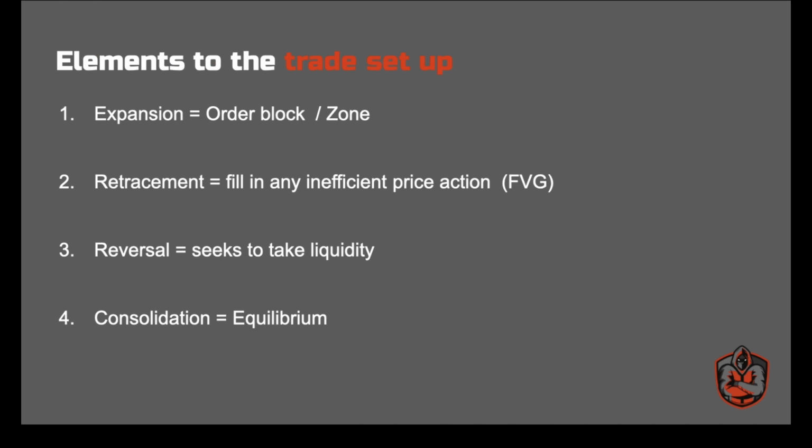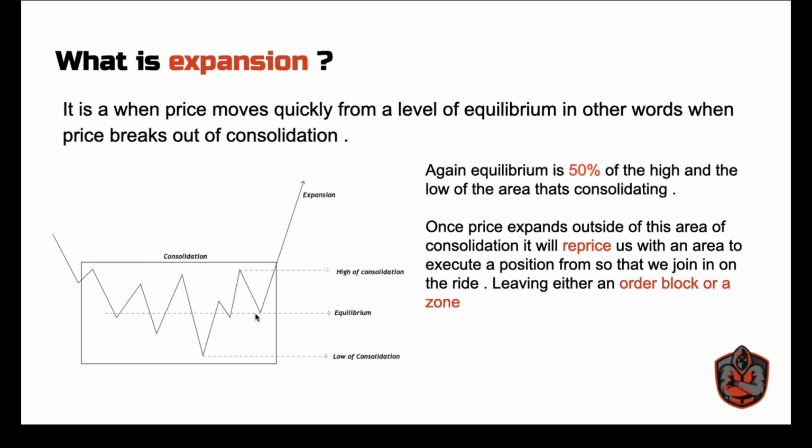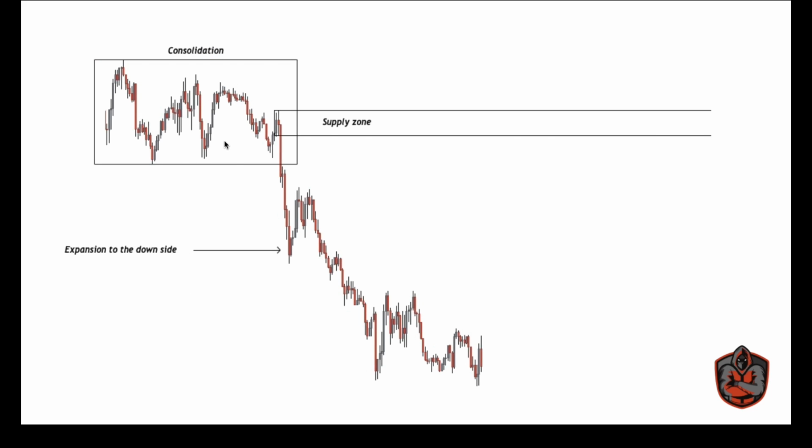Now, remember when I told you guys to write down expansion equals order block or zone? Now, notice how price expands out, yeah? When price expands, it usually expands with imbalance, right? So we would expect a retracement back to an order block or a zone that it would have left behind, right? So if you look at this example here, we have a consolidation, right? And then we got that expansion.